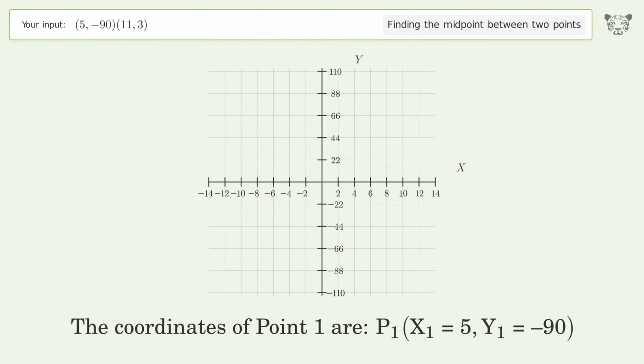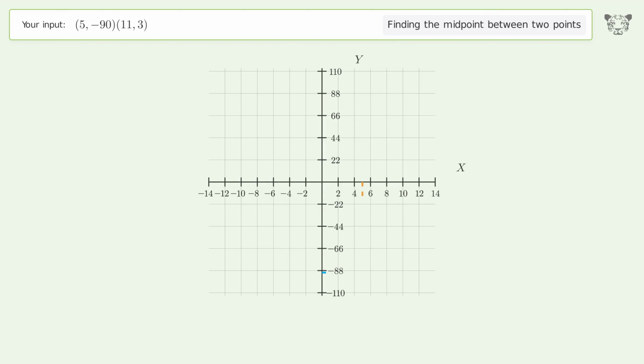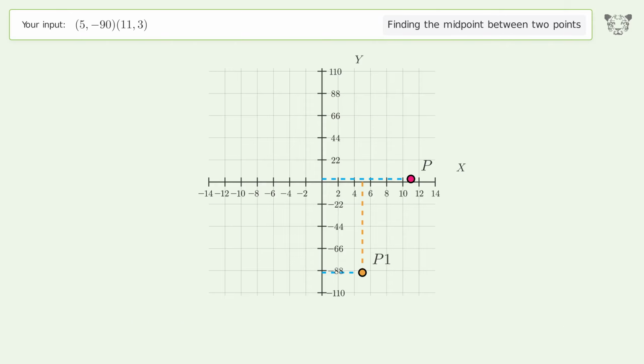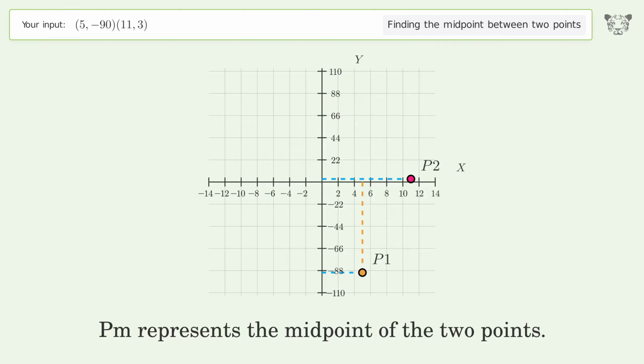The coordinates of point 1 are, x1 equals 5, y1 equals -90. The coordinates of point 2 are, x2 equals 11, y2 equals 3. PM represents the midpoint of the 2 points.